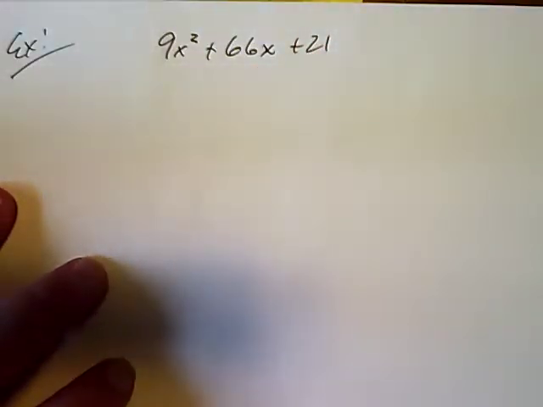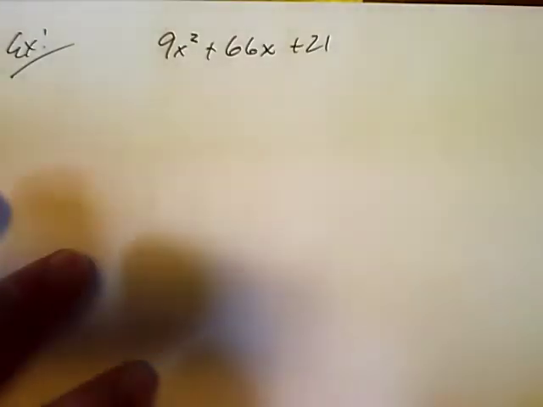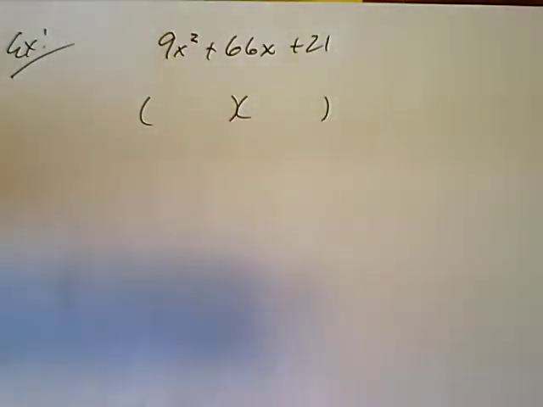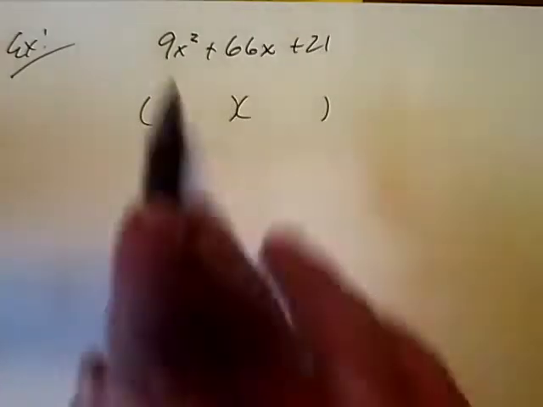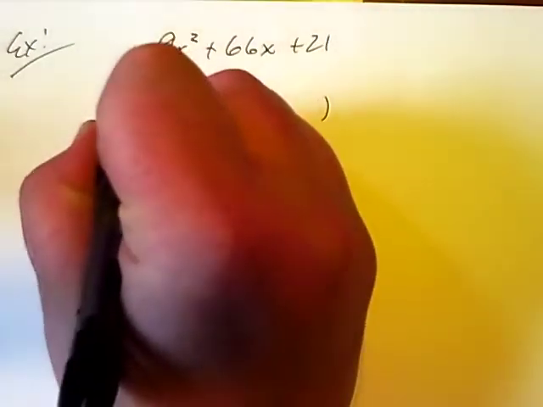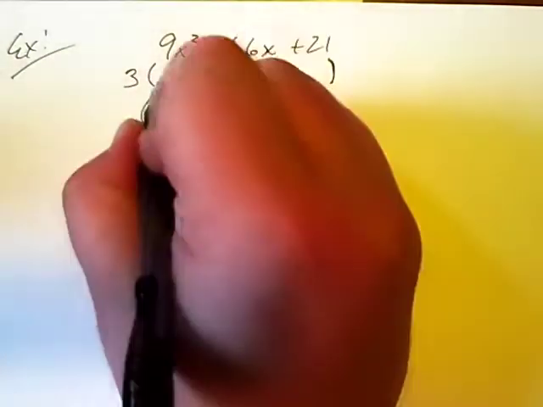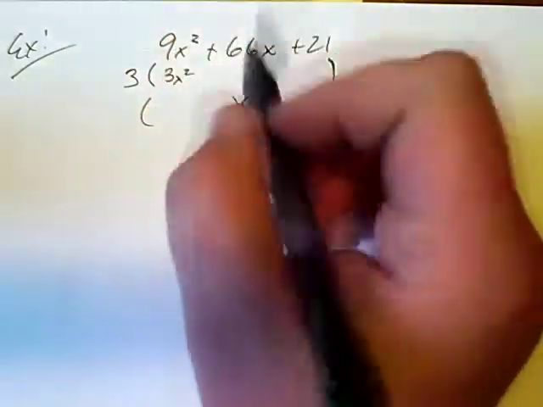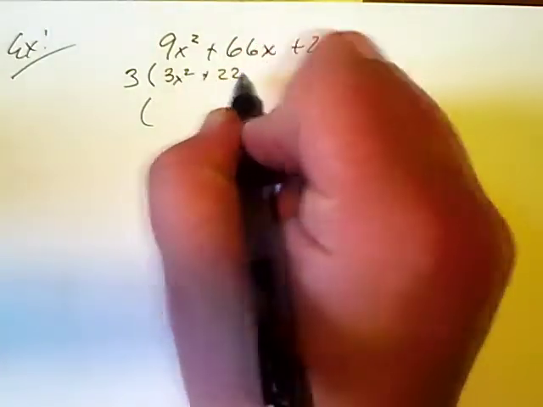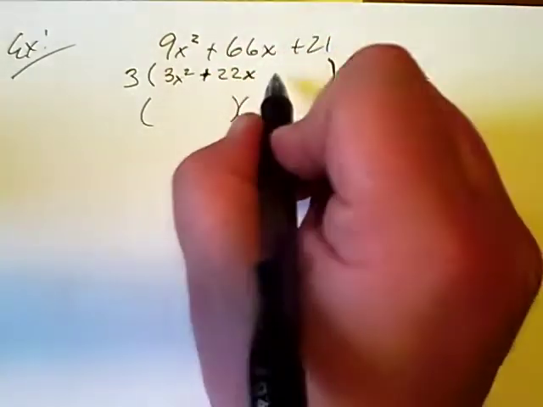All right, we have 9x squared plus 66x plus 21. Now again, here we're going to get it into a binomial times a binomial. But before we do that, there's something here that's a little bit fishy, right? 9, 66, and 21, they all have a 3 in common. So if I bring the 3 out front, 9 divided by 3 is 3, so I'll be left with a 3x squared. 66x divided by 3 is a positive 22x. And then 21 divided by 3 is 7.